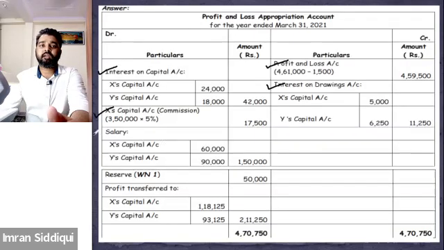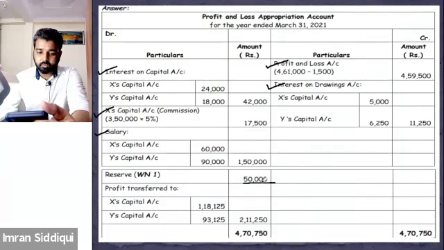And then we have also given salary to Mr. X and Y, and we have transferred a certain amount to the reserve. 50,000 has been transferred to the reserves. Is this clear, everyone? Do I need to explain anything here? The calculation of reserve is also clear to you? Sir, can you show the calculation of interest on drawings? I have a small doubt.